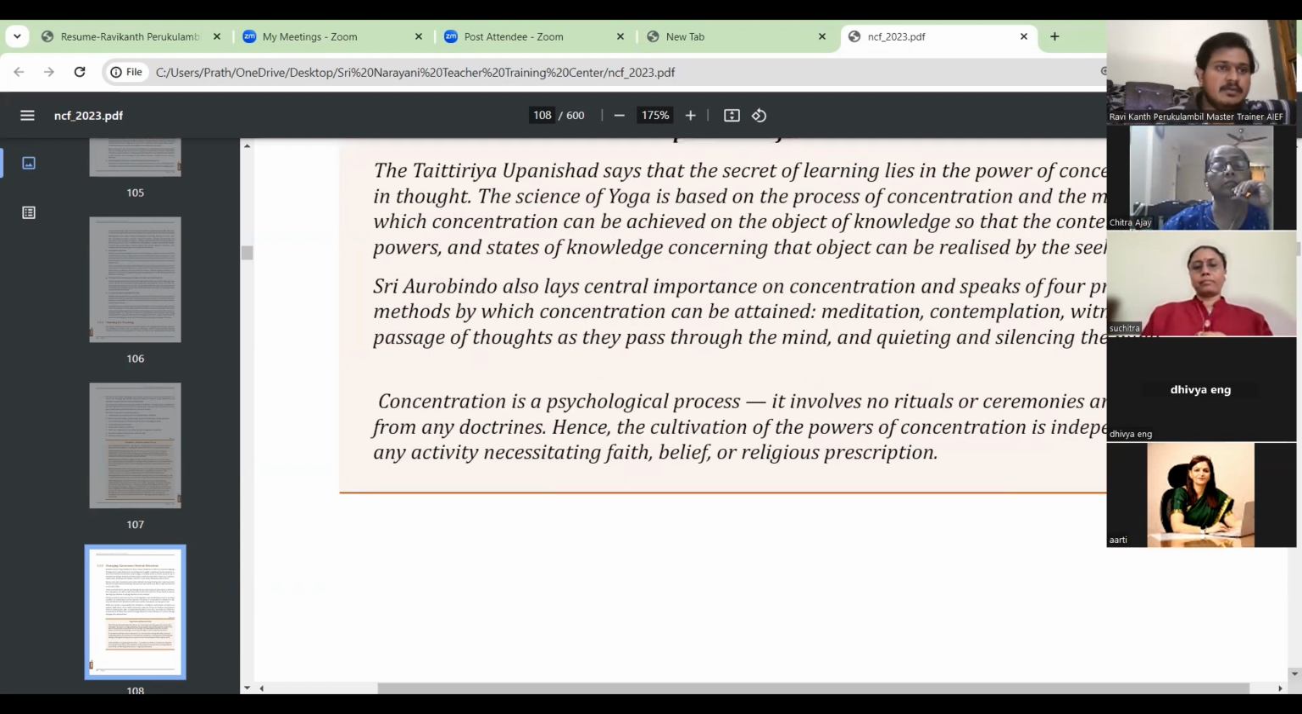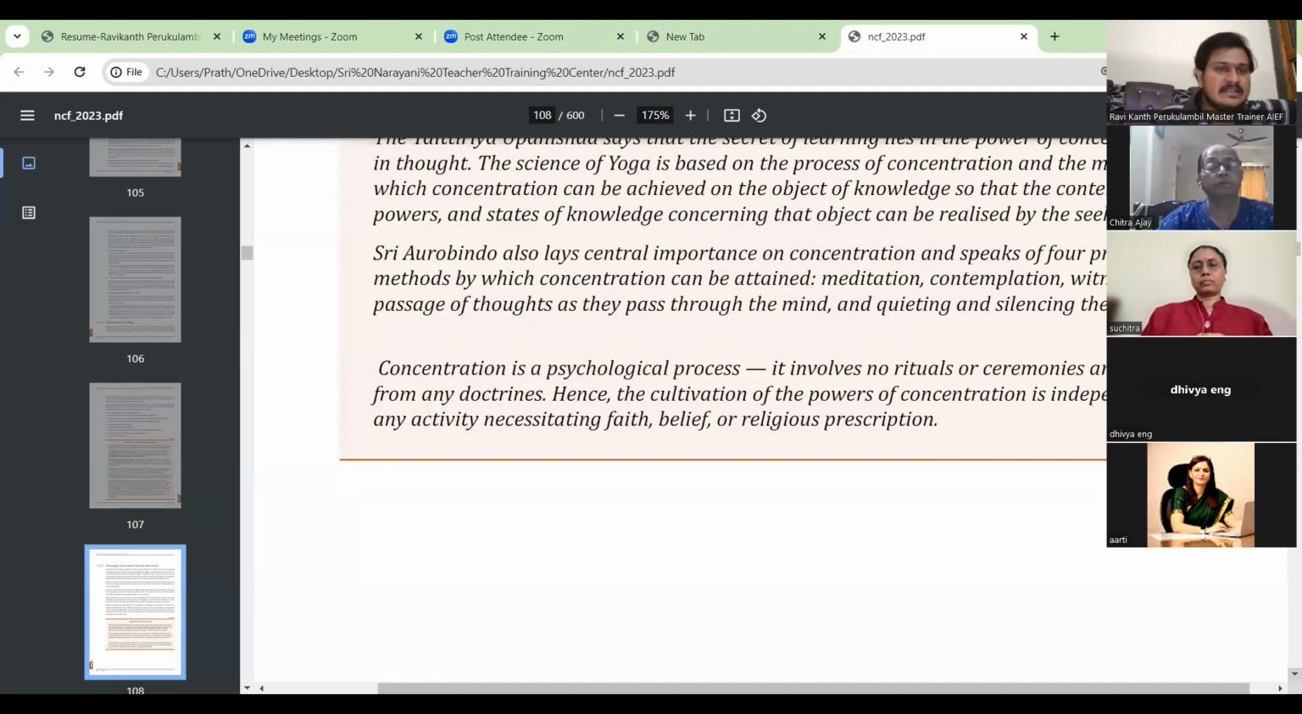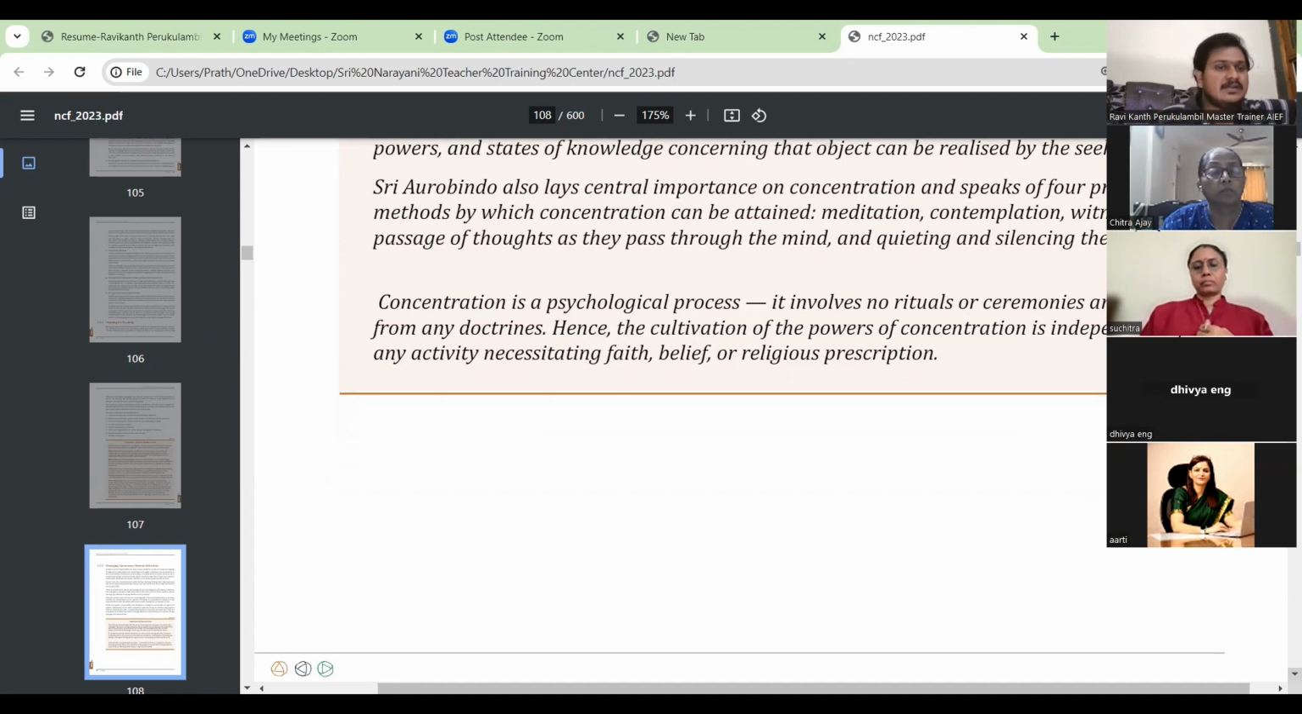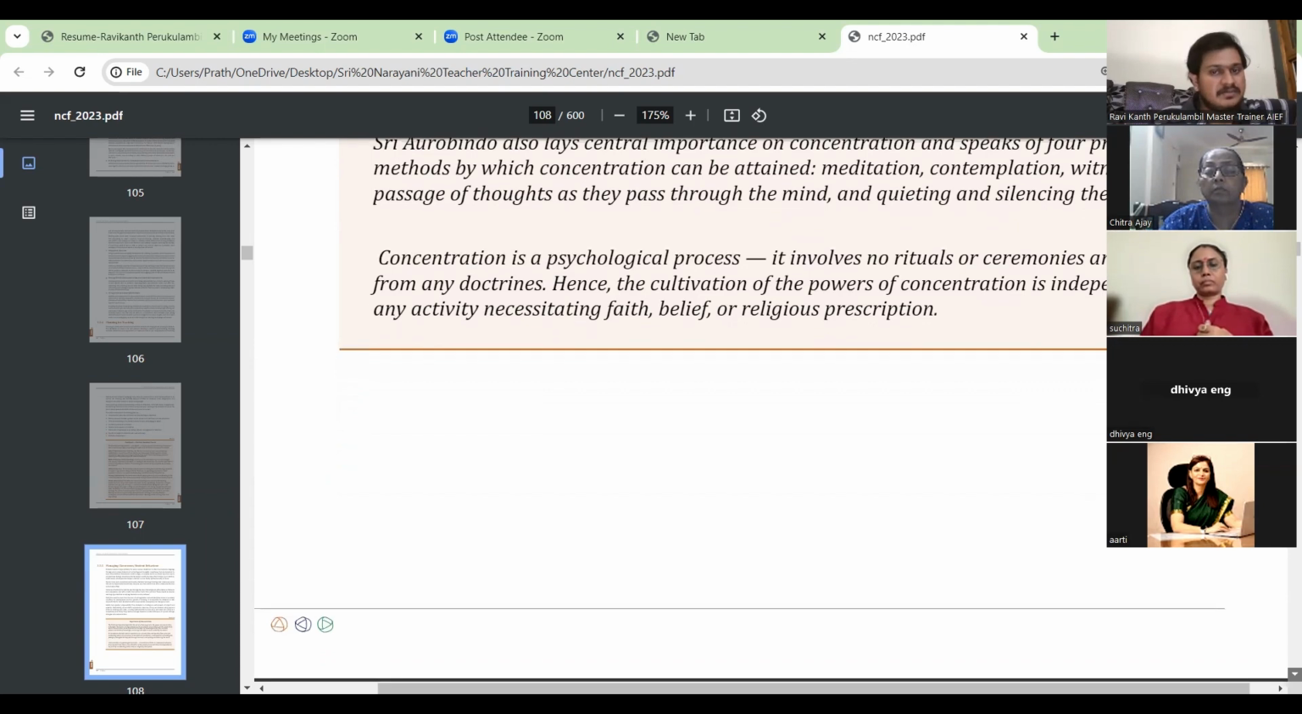Yes. So it is about concentration. Concentration is nothing but all the senses seeking something, isn't it? So for that, they have come up with several principles like meditating, contemplating, witnessing the passage of thoughts, how the thoughts are moving in one's mind. And also quieting and silencing the mind, do not think about anything, just think that you are blank. So these are the few methods that Sri Aurobindo has given to us. We can follow these methods so that we can increase the concentration. So even regular meditation classes should help out in school to increase the concentration of the children.